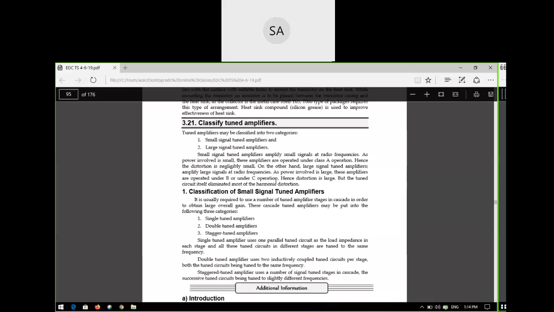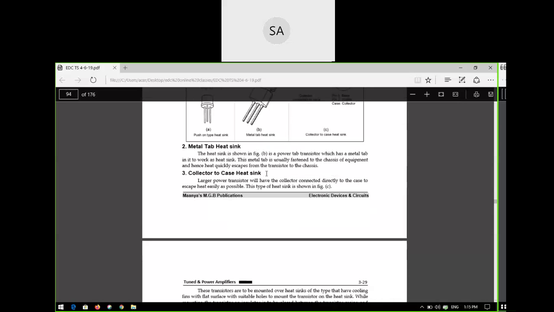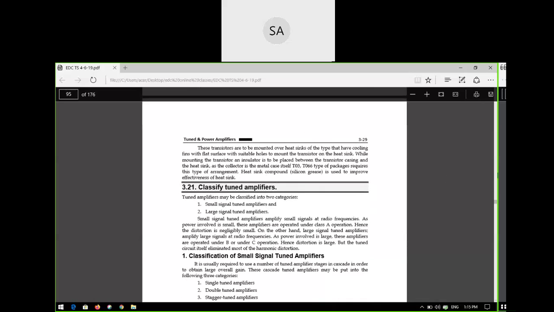Yes, sir. Okay, right. So we have seen different types of power amplifiers, what a heat sink is and the types of heat sink, how to mount the heat sink on a power transistor, and we have also seen the different working principles of different power amplifiers. So now we have gone to the second part of your third chapter, which is tuned amplifiers.